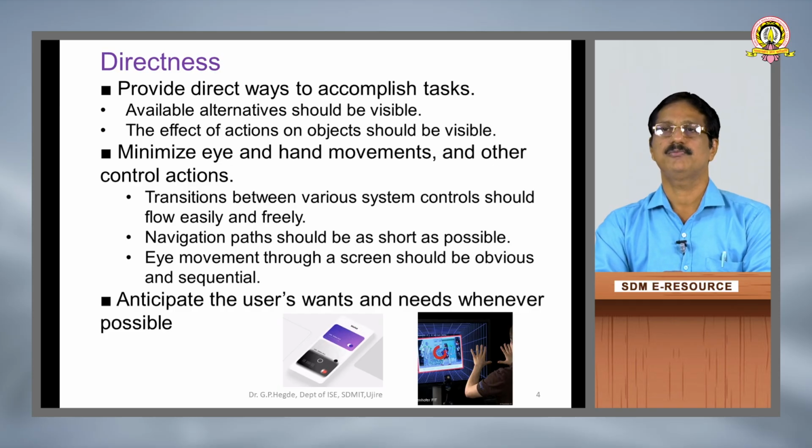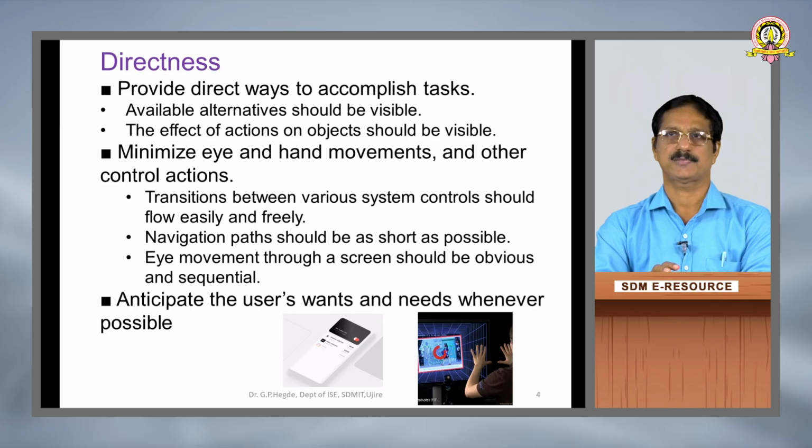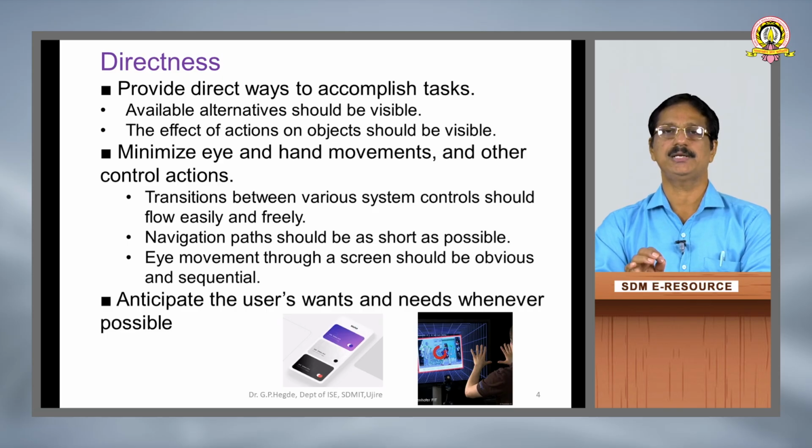You can see we will provide direct ways to accomplish some task. Available alternatives should be visible. The effect of actions on objects should be visible. We make a direct communication. Minimize eye and hand movements and other control actions always. Transitions between various systems and controls should flow easily and very freely.